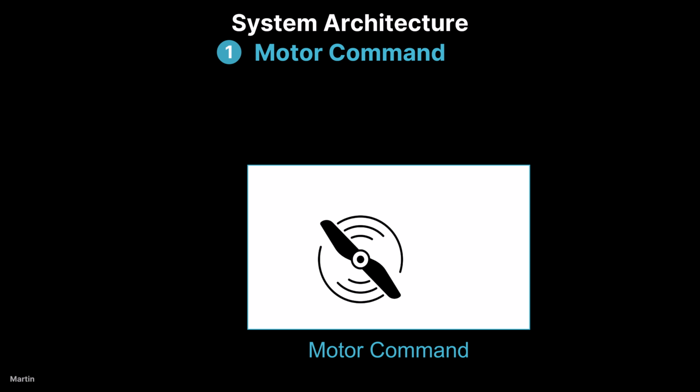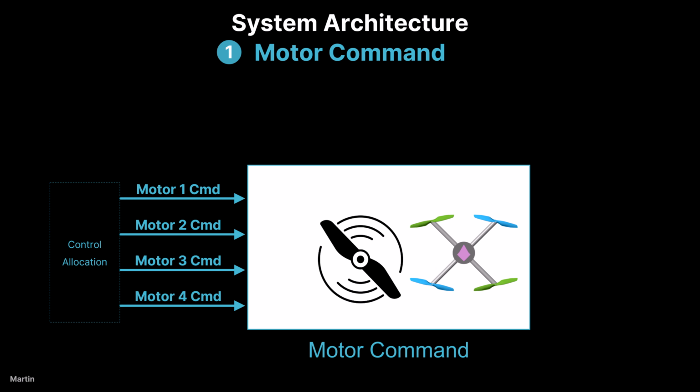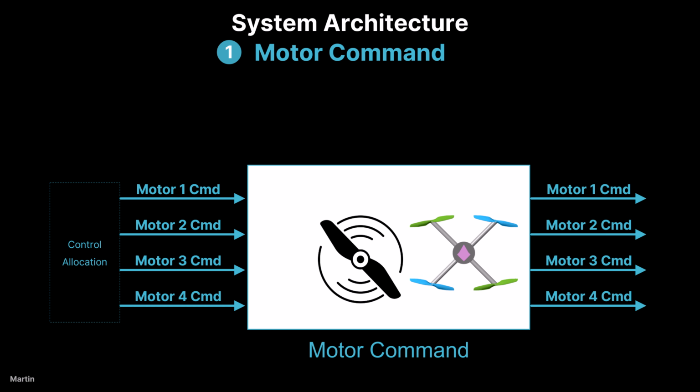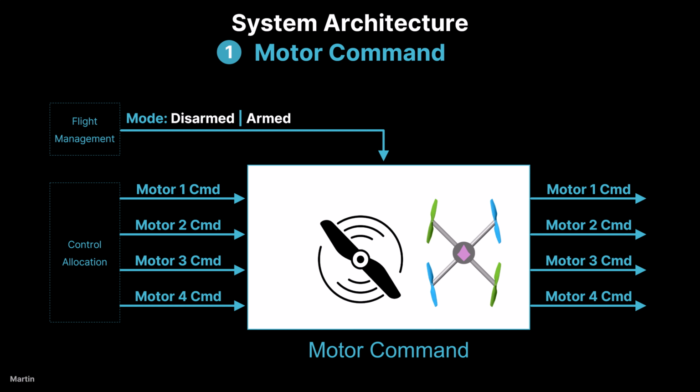The motor command subsystem processes motor control signals based on the selected flight mode. It takes 4 motor command inputs, representing desired motor speeds, and determines the corresponding outputs based on the flight mode. The inputs of the desired motor speeds are generated by the flight control system, while the outputs of the adjusted motor commands are based on the flight mode. The flight mode signal comes from the flight management subsystem.